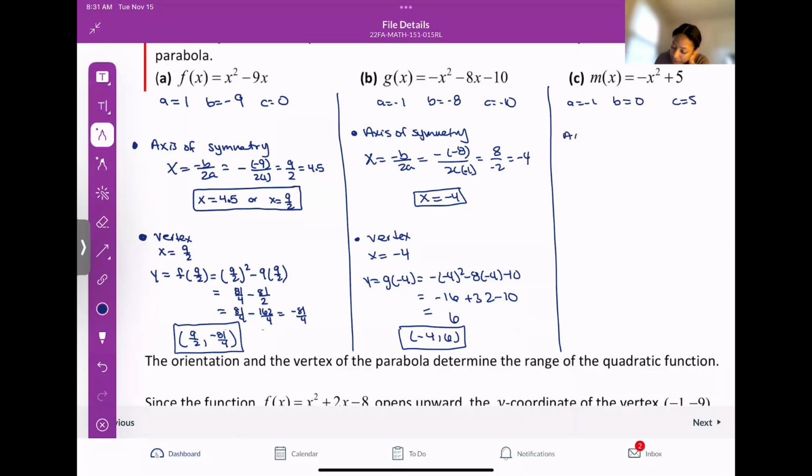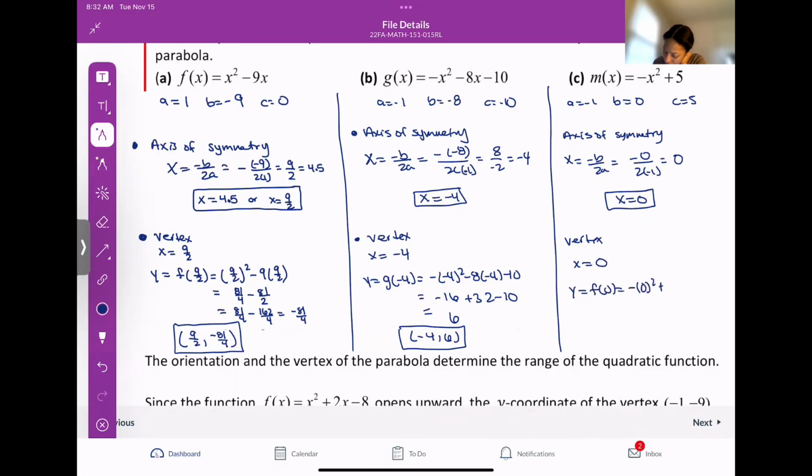For the axis of symmetry, we have x is equal to negative b over 2a, which is negative 0 over 2 times negative 1. No such thing as negative 0, but the point is this whole thing is 0. So the axis of symmetry is a line, x equals 0. That's the y-axis. And then the vertex is going to be given by x equals 0, and y is equal to f of 0, which is negative 0 squared plus 5, or 5. This is the easiest one. So we get 0, 5 for our vertex.